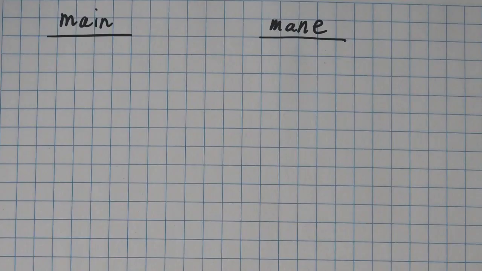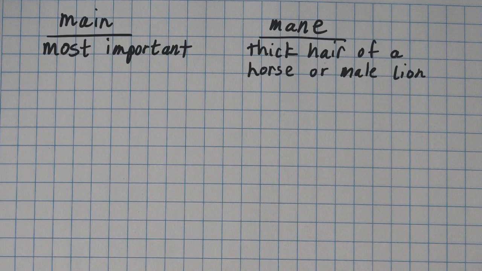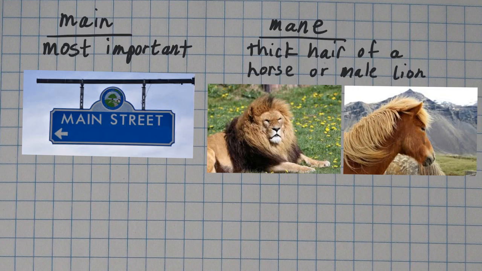So let's start with main and mane. The first main means the most important, and the other mane would be the thick hair of a horse or male lion. And here you can see some examples. You can see the lion's mane here and the horse's mane. And this is the main street of a town, and that means it's the most important street, which probably goes right through the center of the town.